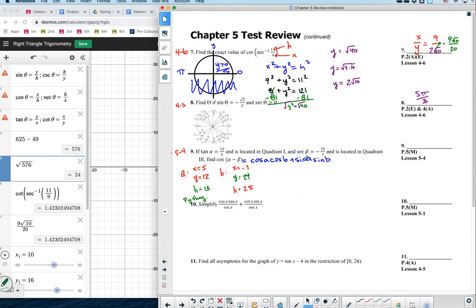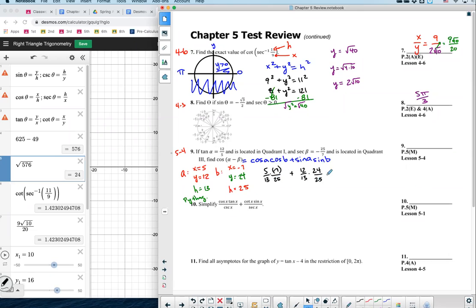So how do I solve this problem? Well, I plug in the ratios as we go. I'm going to slide this over just a tad. So cosine of A would be 5 over 13 because cosine is x over h. So 5 over 13 times cosine B would be negative 7 over 25. I'm putting that in parentheses so that I remember I'm multiplying by a negative, plus sine A, 12 over 13, times sine B, 24 over 25.